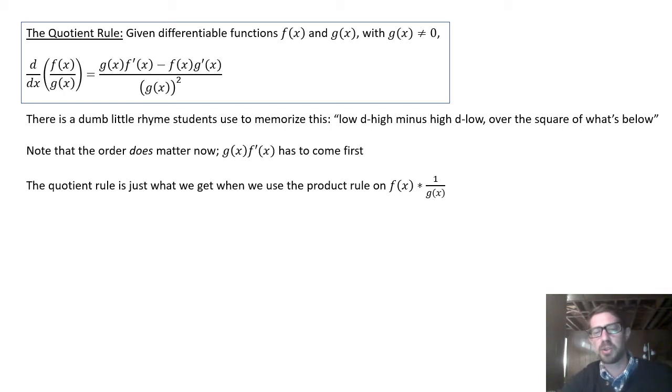If you just use the product rule on f of x times 1 over g of x, this is just what you get. So the quotient rule is just a version of the product rule where instead of just g, you have 1 over some function g. So that's why it looks more complicated. It is more complicated. There's more stuff in it. But that's where that g squared thing looks weird on the bottom, but it just comes right out of that.